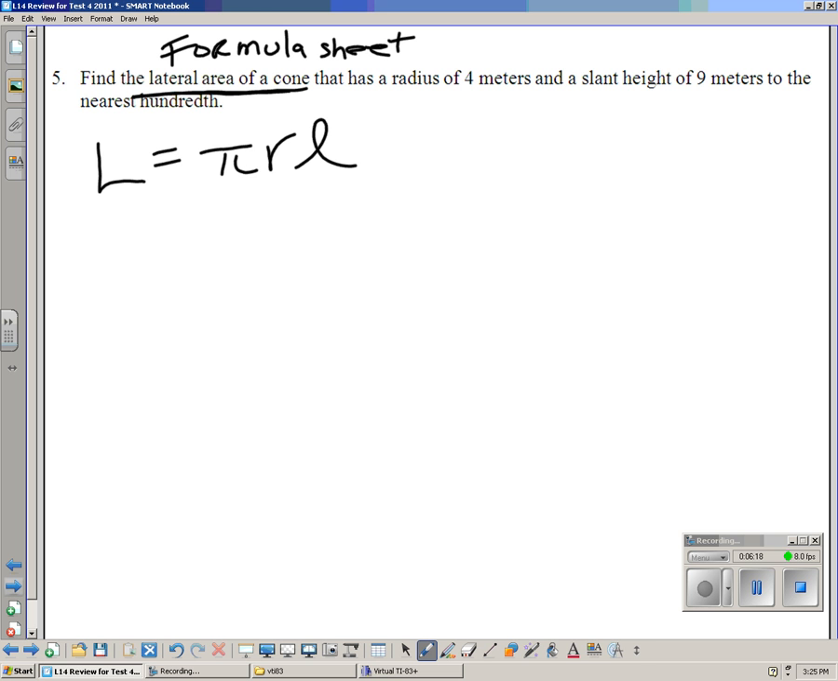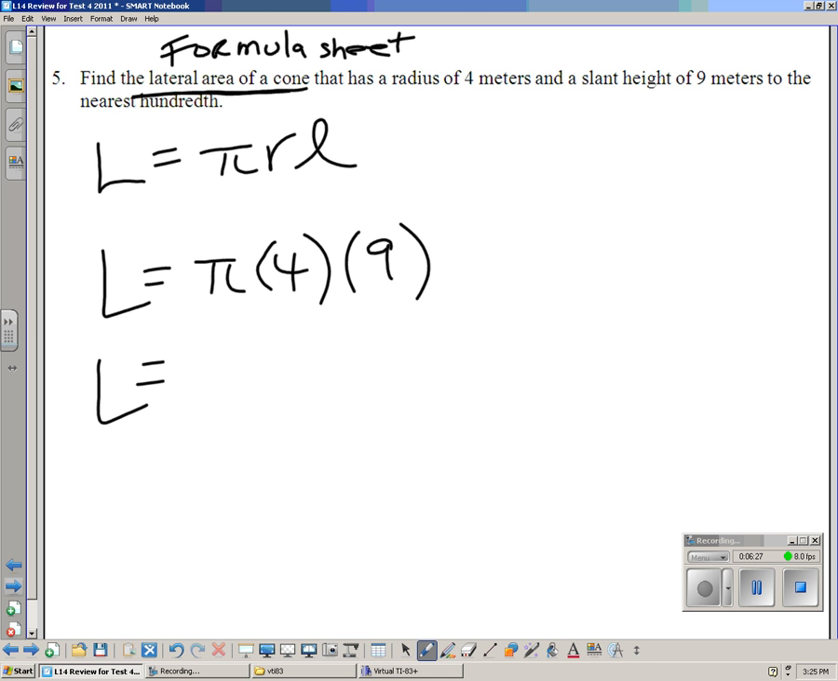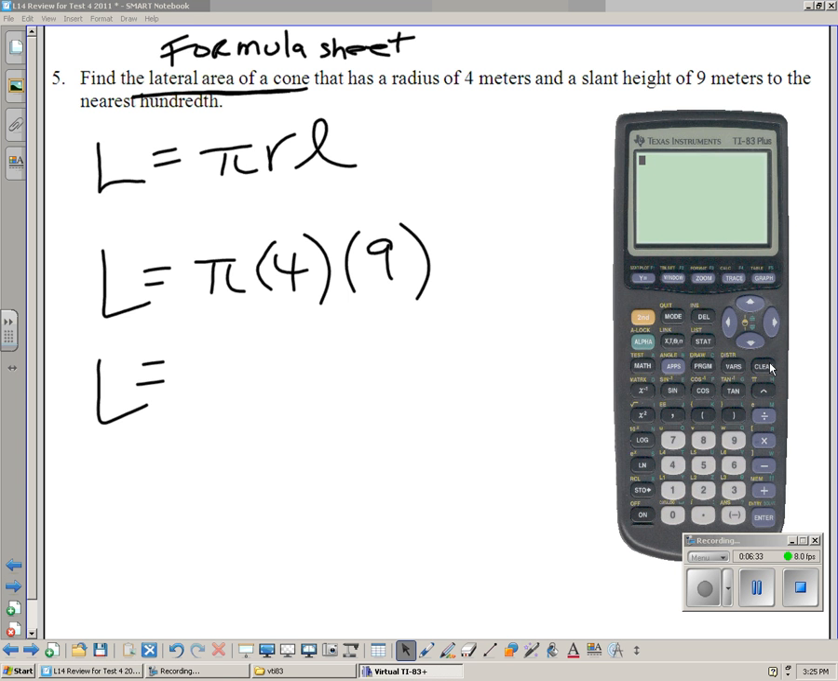The radius is 4 meters. The slant height is 9 meters, so we can just plug all this in. We want it to the nearest hundredth, so we are going to type in pi on the calculator. We're not going to keep pi in the answer. So we're going to do pi times 4 times 9.